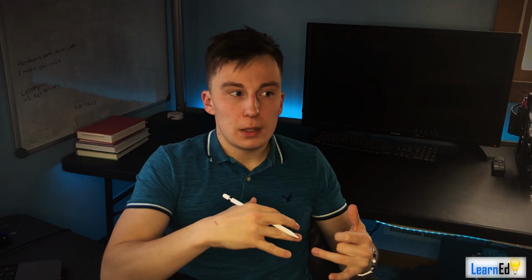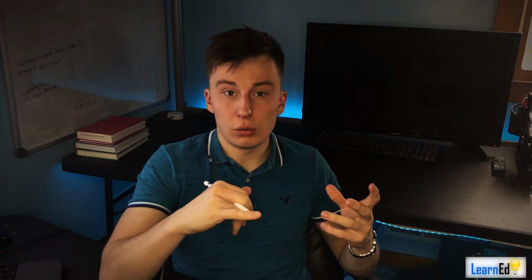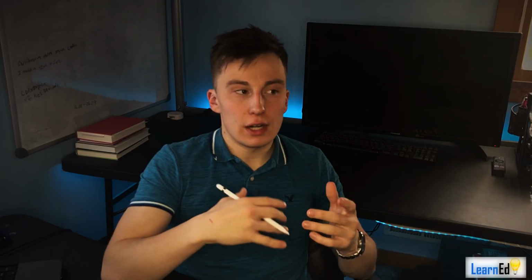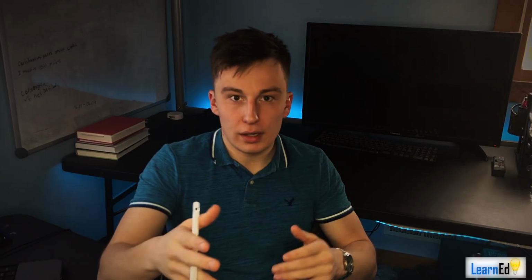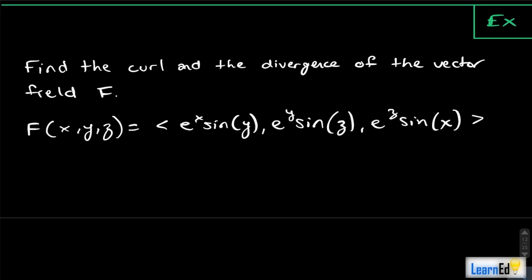So if you're a physics student, you might be able to see how that relates to your divergence, how much something's going outward, kind of relates back to flux. You can kind of think of Gauss's law or something like that. Okay, so let's do an example quick, just finding the curl and divergence of a vector field.